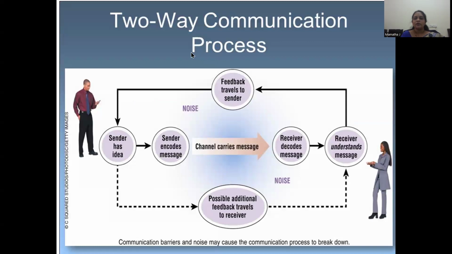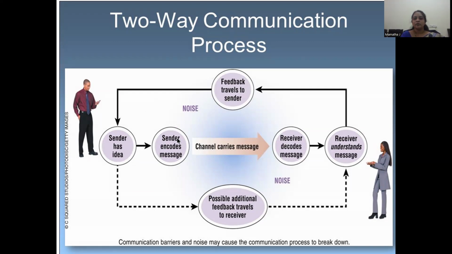The final and the most accepted model of communication process is the two-way communication process, wherein we have a sender, we have a receiver, we have a medium or a channel through which a message is being passed, and we have noise also here, and we have the feedback also here. This is called two-way because the communication flows from sender to receiver, and also from receiver to sender through feedback.